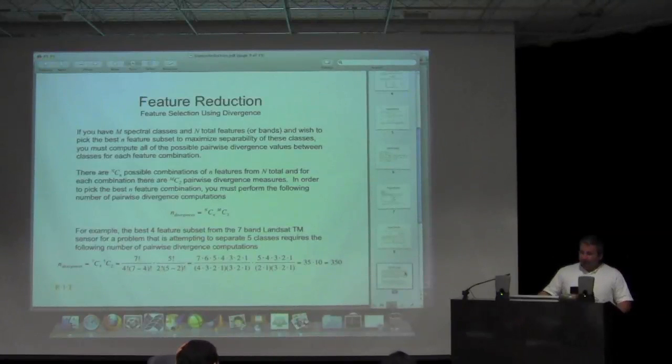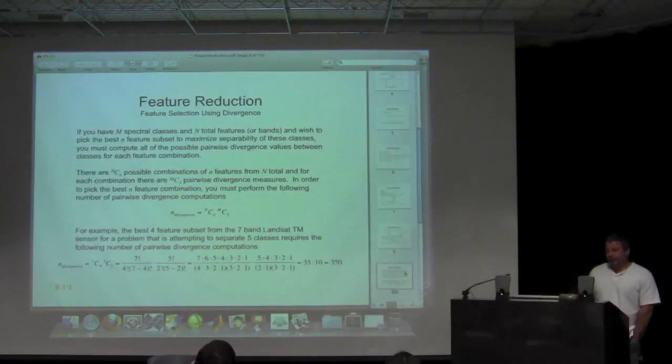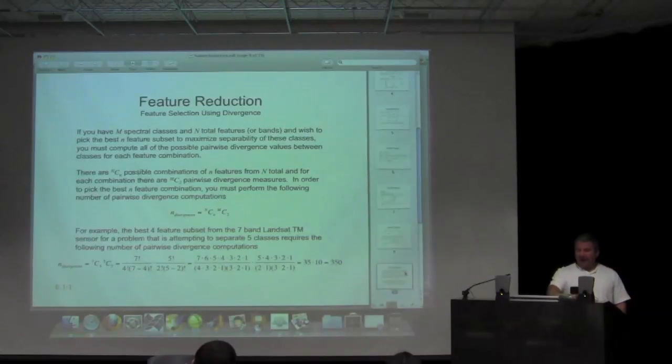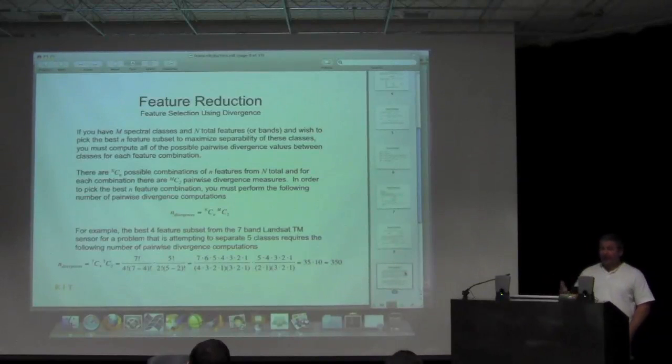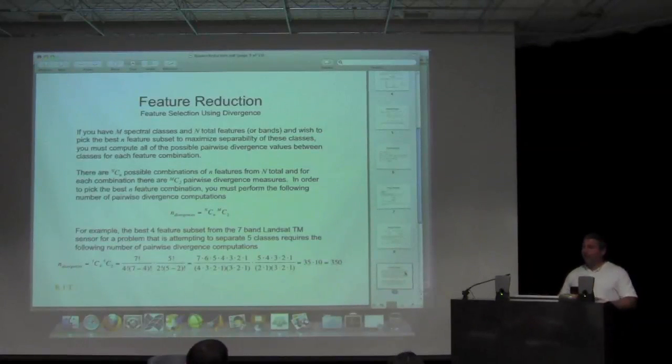All right, so let's generalize this a little bit. If you have m spectral classes that you'd like to classify, right? So I have m total classes that I want to be able to separate, and I have big N total features or bands. I call them bands here, but these could be derived features. You could use spectral bands. You could use principal component bands. Whatever those features want to be, you can include those here.